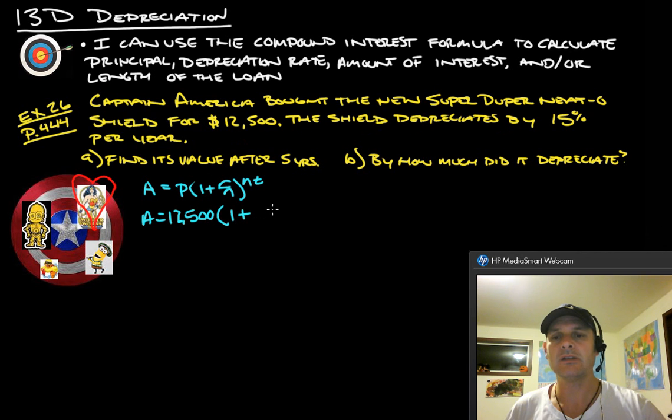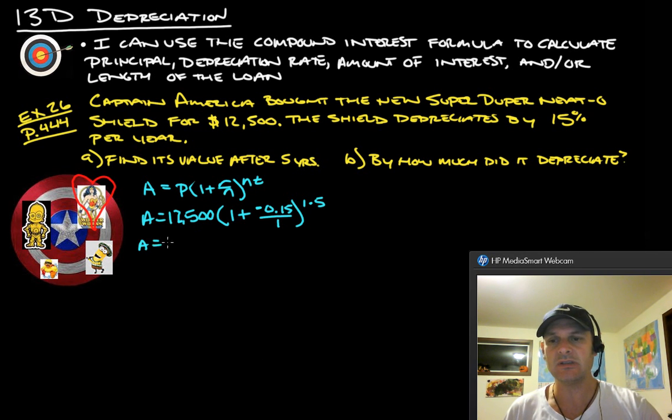1 plus the rate here, which is depreciating by 15. So let's put negative 0.15, because again, it's depreciating, divided by the number of times it's compounded per year, which is, if it's 15% per year, and depreciation is usually per year anyway. So we'll put 1 in there and find its value after 5 years. So we have a 1 times 5. So we're just going to go through and calculate that thing out.